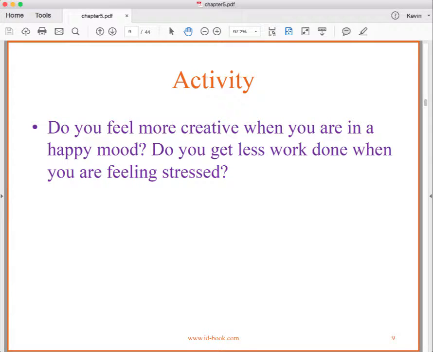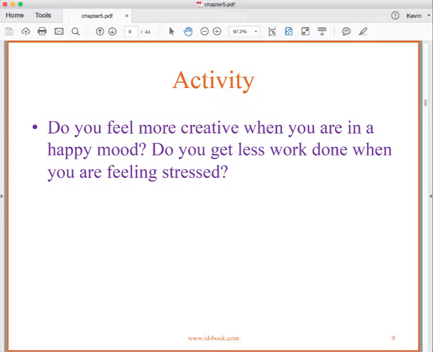So another activity suggested to us in the chapter was asking us, do we feel more creative when we're in a happy mood? Do we get less work done when we're feeling stressed? And personally, when I was doing the prep on this chapter again, I thought through these and I thought, yeah, these things are true. I do feel more creative when I'm in a happy mood. Now, whether I turn out more creative work or not, that'd be interesting to say. But I certainly feel that way, I think.